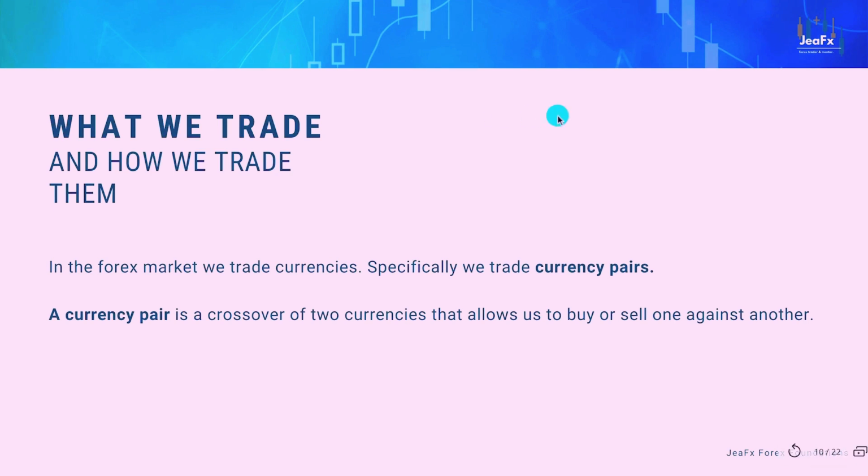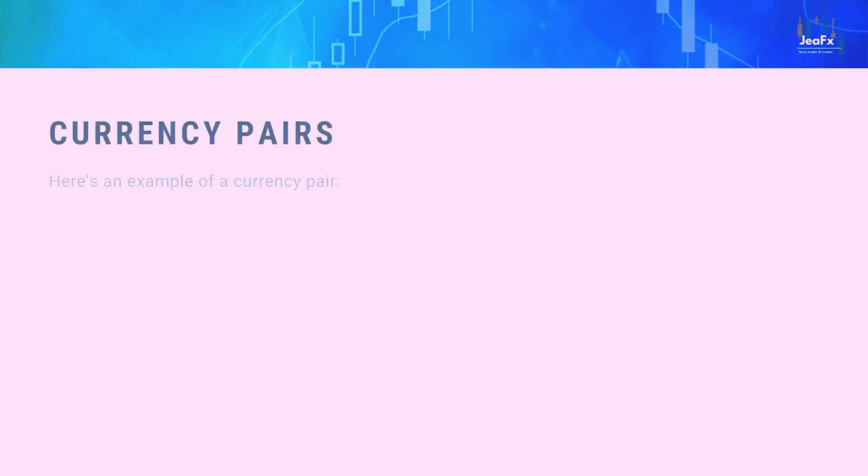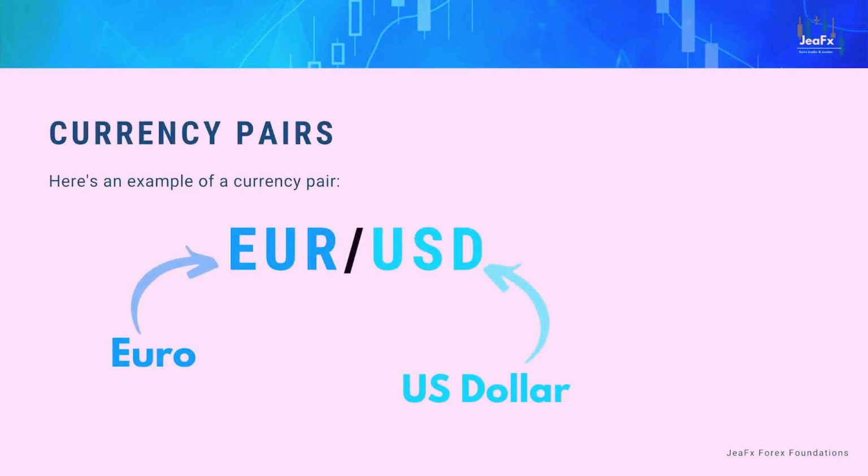So what do we trade and how do we trade them? Well, we know now we trade currencies, okay? We trade pairs of currencies, a currency cross. So a currency cross is something like this, like the Euro USD currency cross, where we get to trade the Euro versus the US dollar.